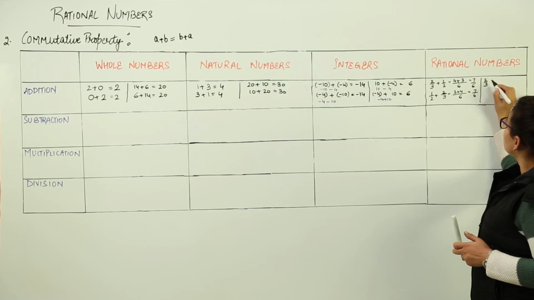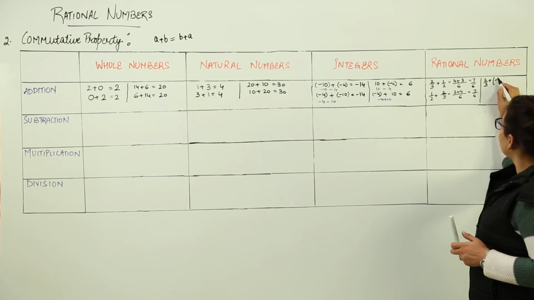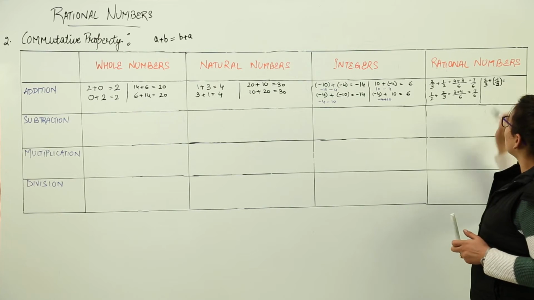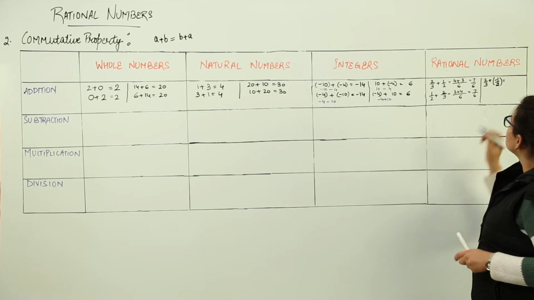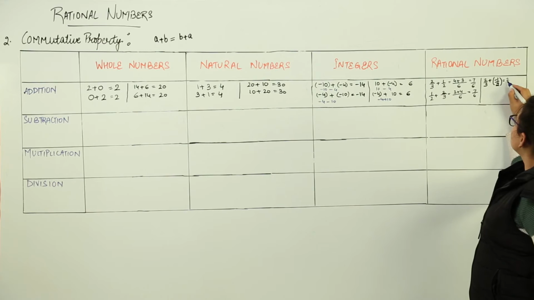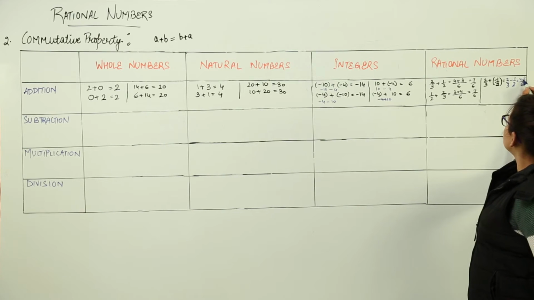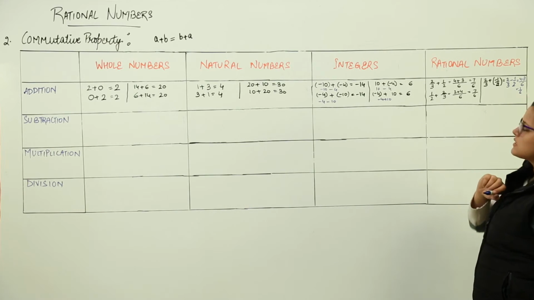Let us check for this one. 2 over 3 plus minus 1 by 2. What will be my answer? See, this is done in this way. 2 over 3 minus 1 by 2, because the plus and minus will get multiplied. So here we get 6 as the LCM, 4 minus 3. So my answer comes out to be 1 over 6.